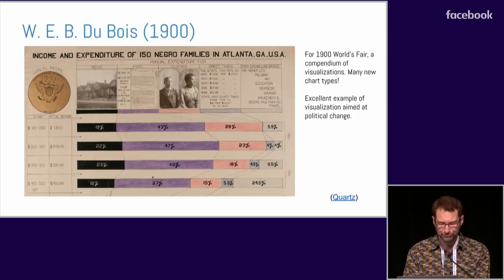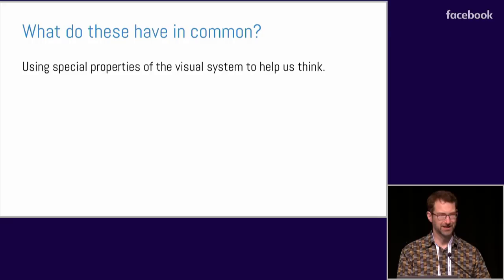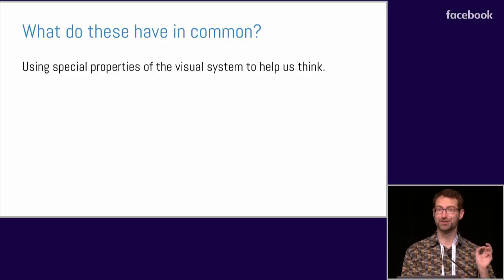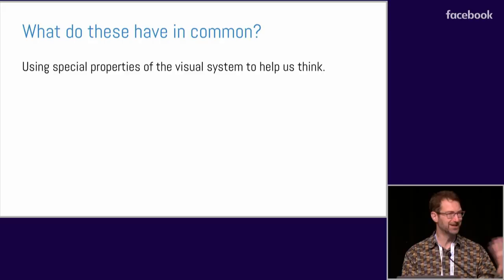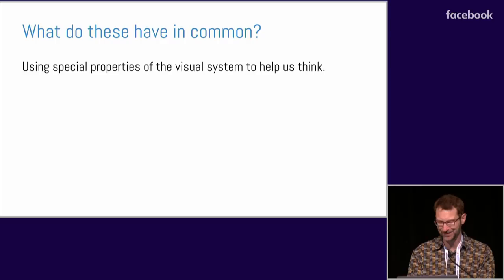Okay, so what is it that makes these work, besides having the right data and asking the right questions? Well, they're using our own visual system in ways that it maybe was not designed for. We're supposed to have vision so that we can see an animal that's about to eat us and run away from it, or whatever. We did not evolve to analyze data. But the truth is that the visual system is very special.